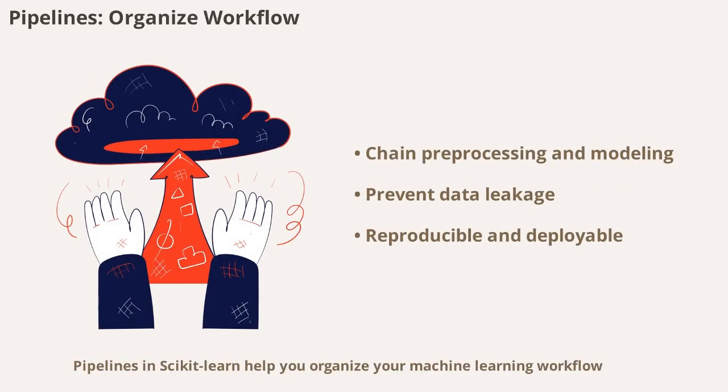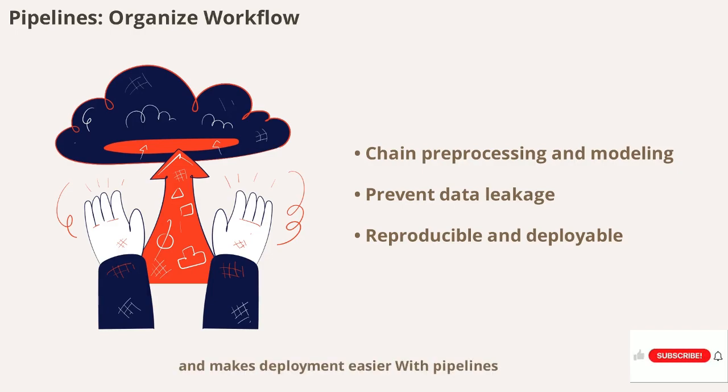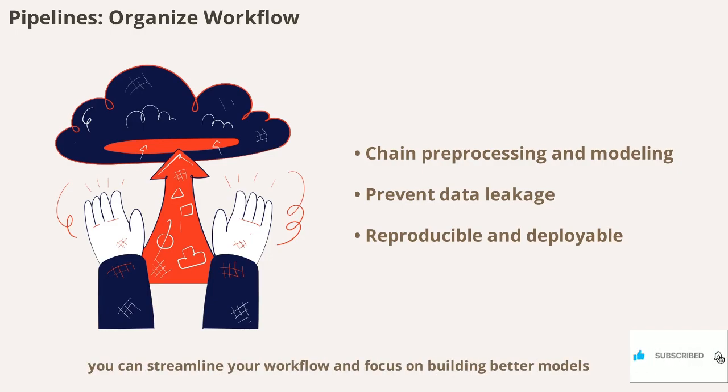Pipelines in Scikit-learn help you organize your machine learning workflow by chaining preprocessing steps and model training into a single object. This approach prevents data leakage, ensures reproducibility, and makes deployment easier. With pipelines, you can streamline your workflow and focus on building better models.